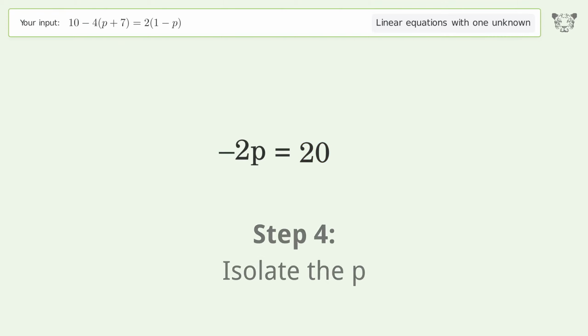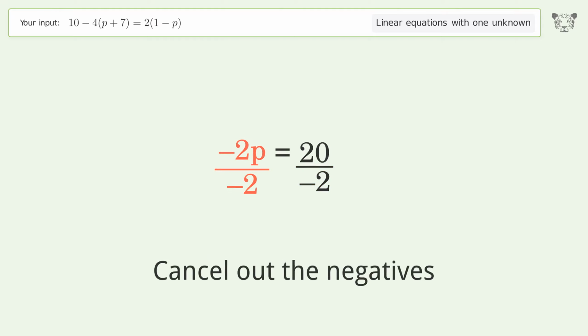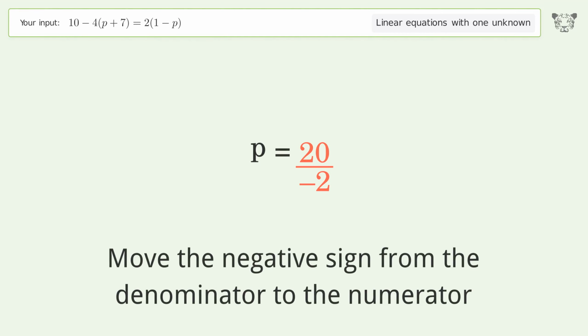Isolate the p. Divide both sides by -2. Cancel out the negatives. Simplify the fraction. Move the negative sign from the denominator to the numerator.